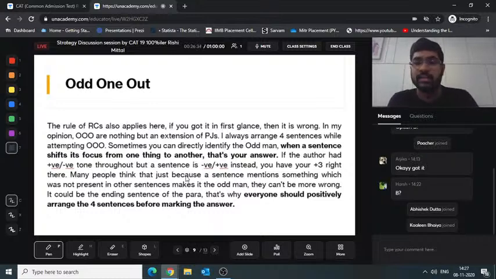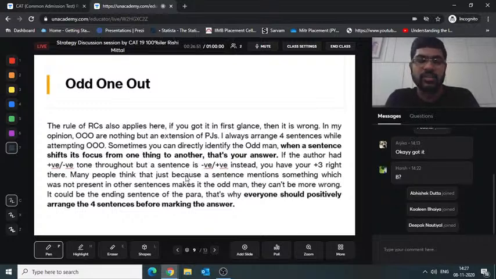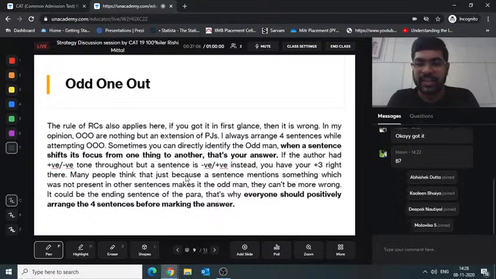The rule of RC which I had discussed in my third session also applies here. If you got it at first glance that it is wrong, that is so in most cases. That's not a rule, but yes, you need to be very careful because these questions are meant to trick you. They are at times very tricky in their language, in the context, or in the way they position that wrong option. So there is a lot of play in this type of question, so you need to take care of it.